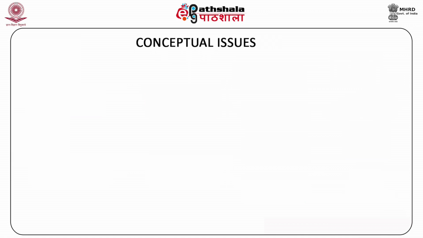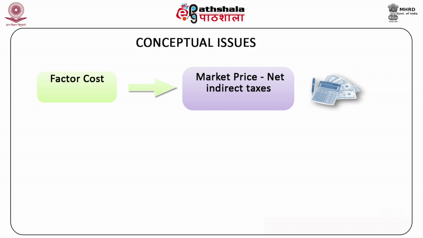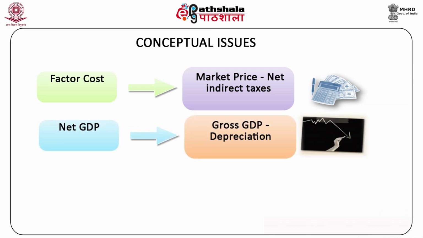Next is distinction between market price and factor cost. The value of final goods and services that is measured at market prices is GDP at market prices. However, the GDP at factor cost differs due to existence of indirect taxes and subsidies. In order to derive the actual cost, net indirect taxes are subtracted from GDP at market price. The difference between gross and net is depreciation. Depreciation or consumption of fixed capital is the capital that is used up or wears out during the production process. This depreciation is subtracted from gross GDP.